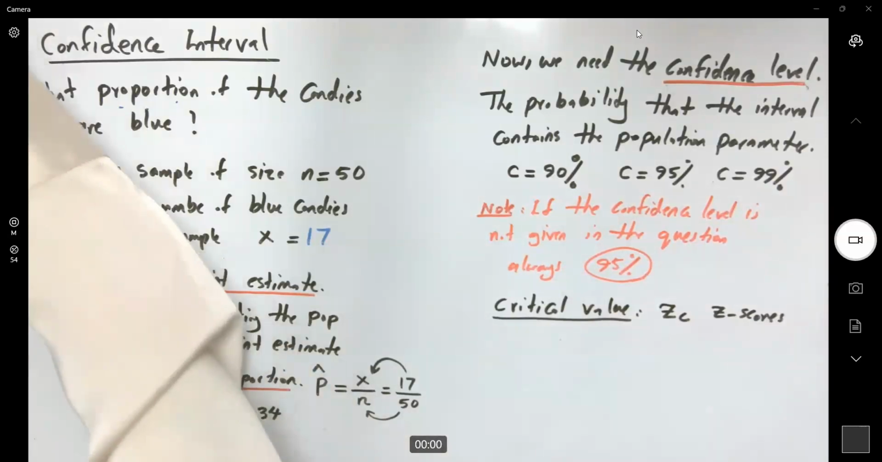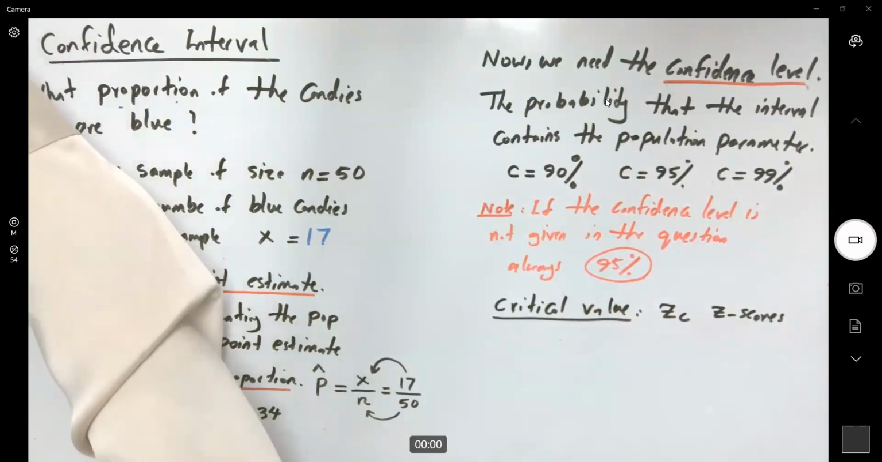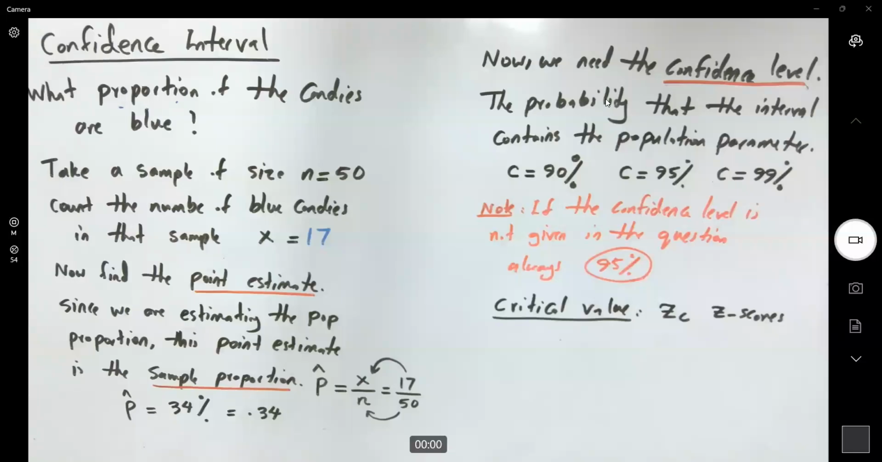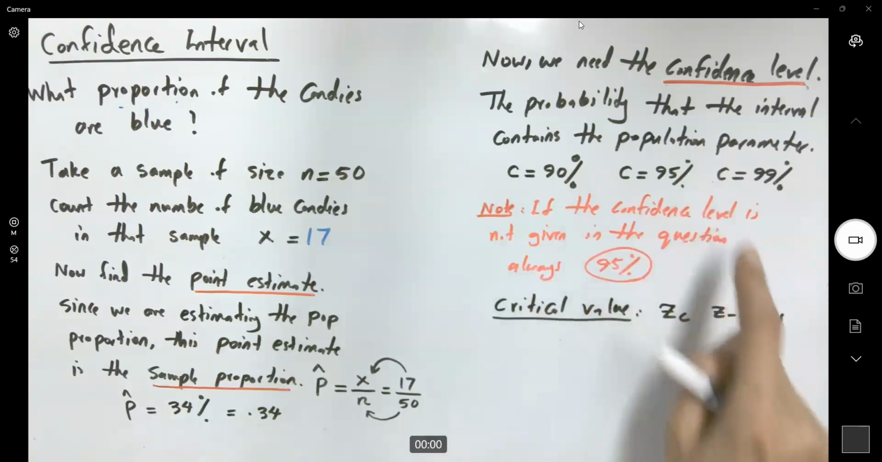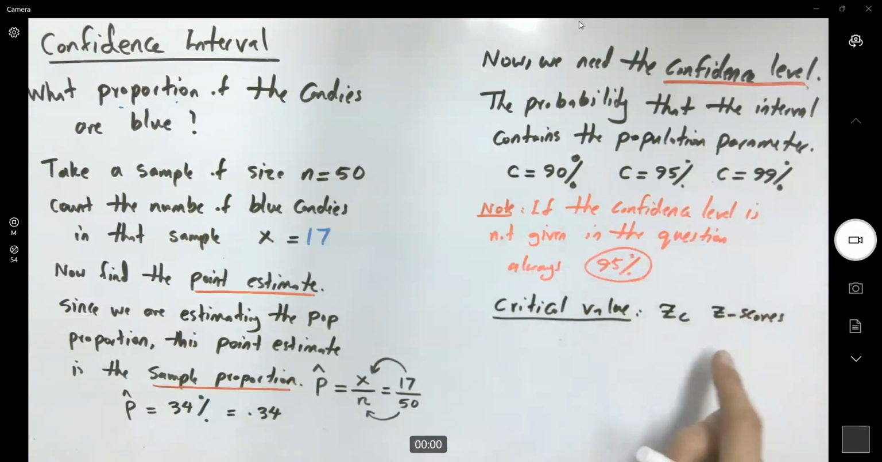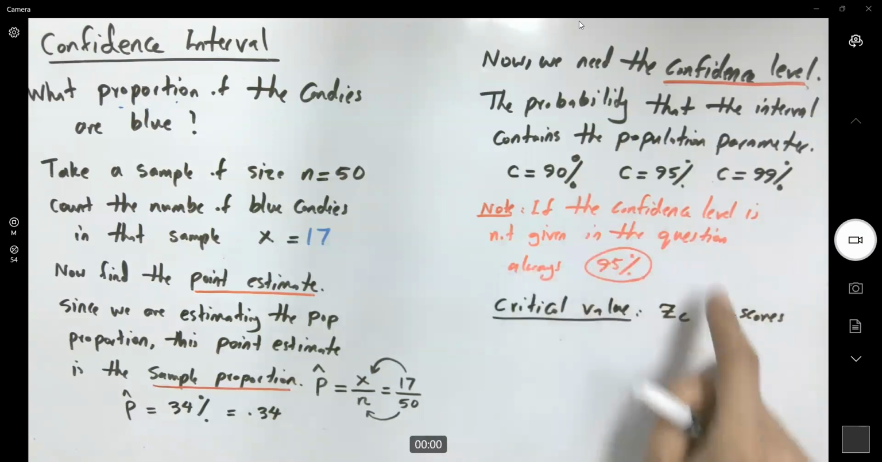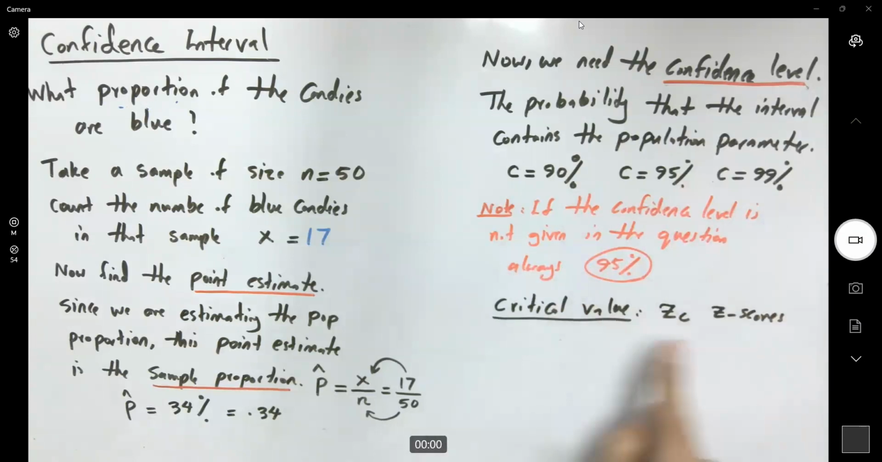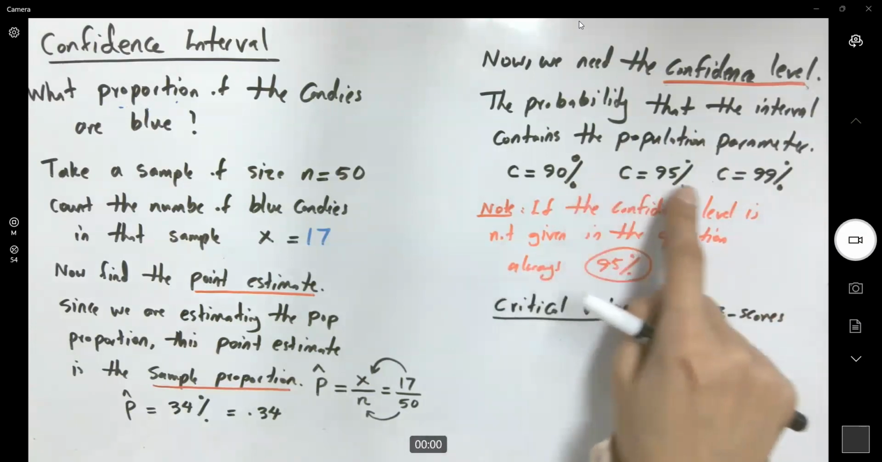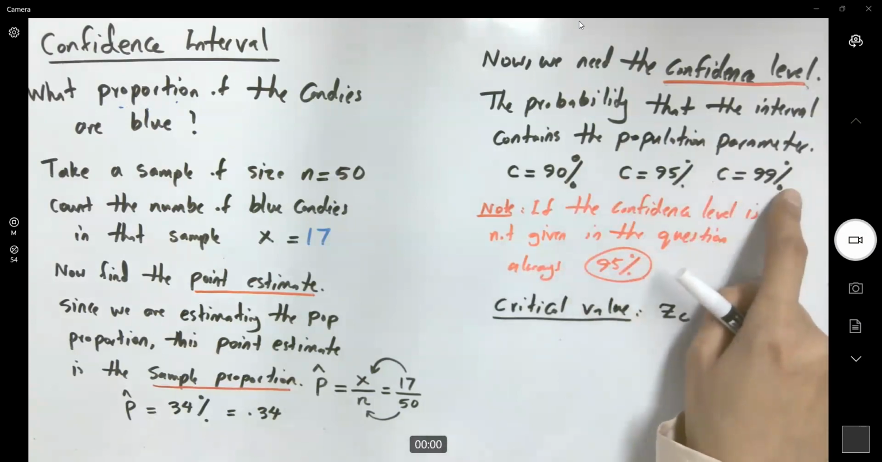Wait, Professor, I'm so sorry to interrupt you, but where did you get the 90, 95, and 99? So critical value, Z sub C, is the Z-score associated with confidence levels. To each confidence level, we assign a different Z-score or critical value. We're going to learn how to find the critical value for each of these confidence levels.